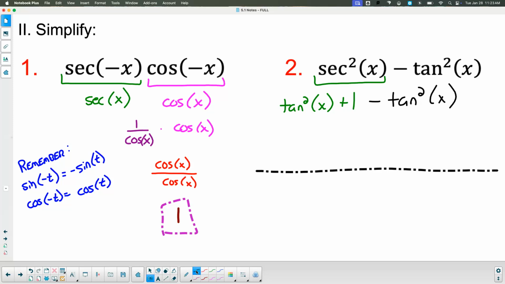With me so far? If I combine like terms, what's tangent squared of x plus 1 minus tangent squared of x? Just 1. Because the tangent squared minus tangent squared makes it go away. So this simplifies to also just be 1.